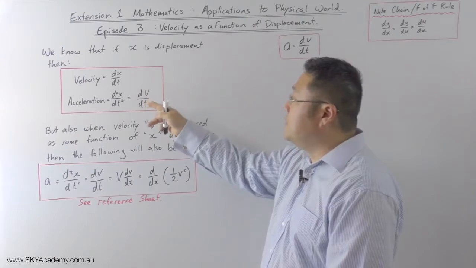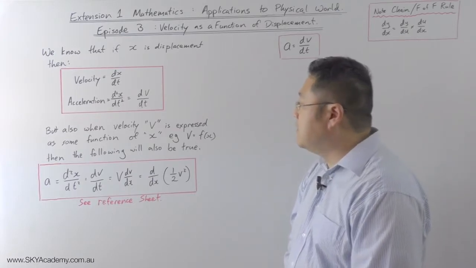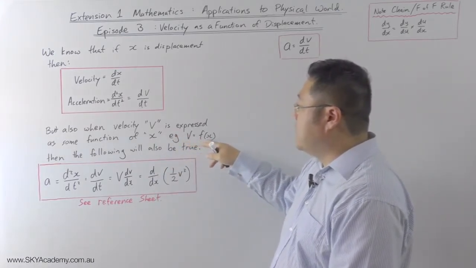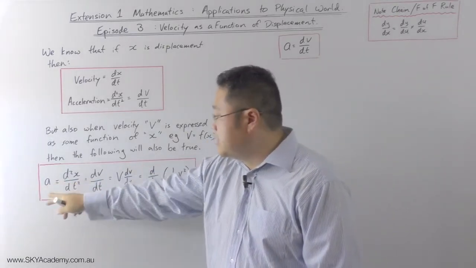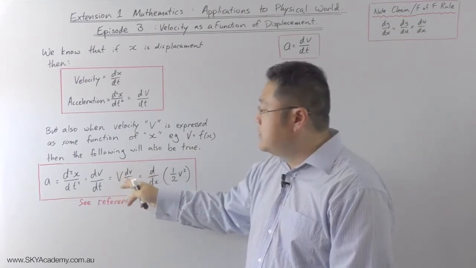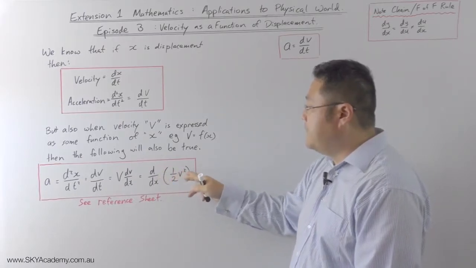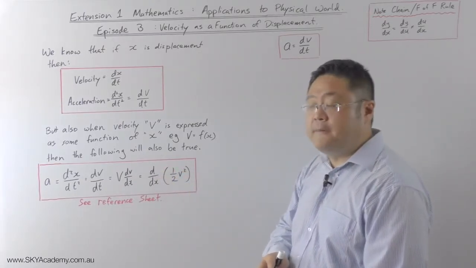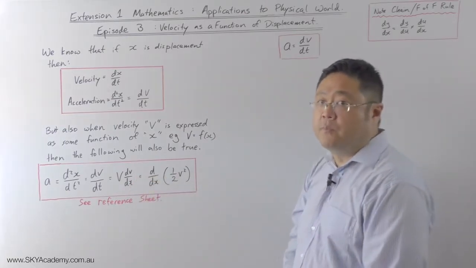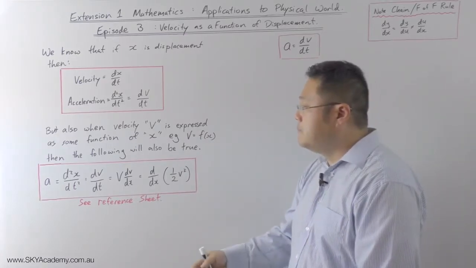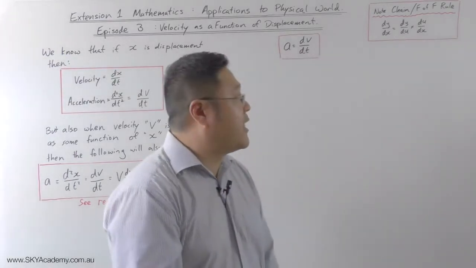So rather than dv/dt, it's going to be dv/dx. When you've got velocity as a function of displacement as opposed to time, we can work out that the acceleration is going to be v times dv/dx, or it's going to be the derivative of half v squared with respect to x. I'm going to show you how these two things work, and then in future episodes we'll go through some examples where we use these. So let me go through how we get to that.